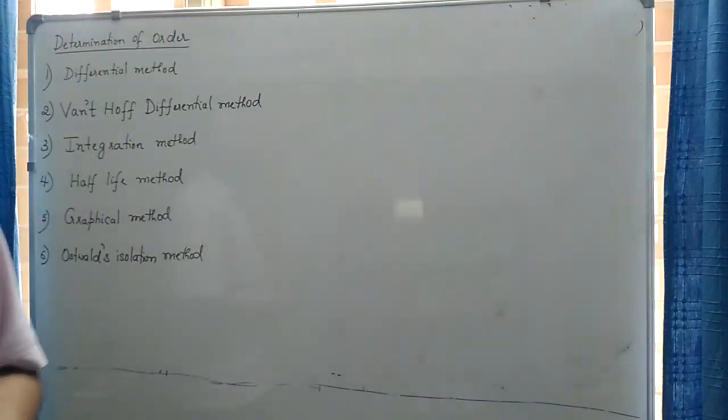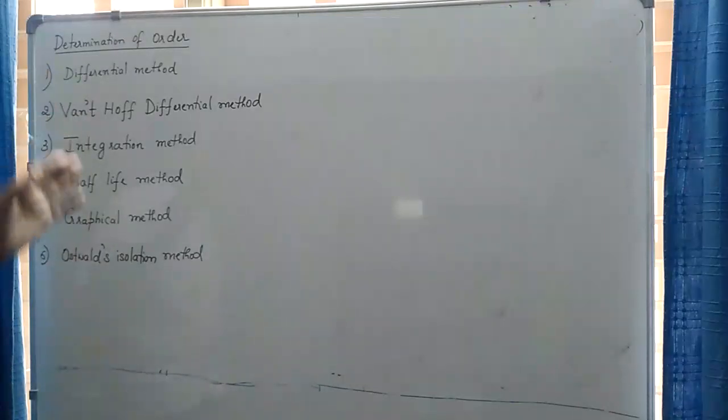So dear students, in today's class we will discuss the determination of order of a reaction. Remember, order of a reaction and rate constant of a reaction are the two important physical quantities that we require to understand the rate of a chemical reaction. So if you want to elucidate the mechanism of a chemical reaction by using the kinetic methods, then it is very important to know the information about the order of the reaction as well as the rate constant of a reaction.